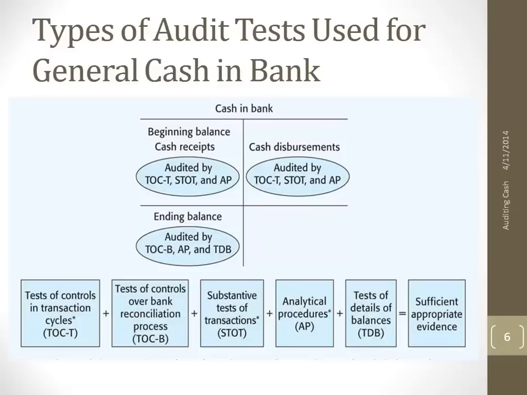We're going to test the controls over the cash receipts process related to the revenue cycle. So the beginning and ending balances are going to be tested by looking at tested controls over the revenue cycle as it pertains to cash receipts, and also performing tested transactions. Remember, you can perform dual purpose tests, and then obviously test the detailed balances. And we'll talk about those in more detail.